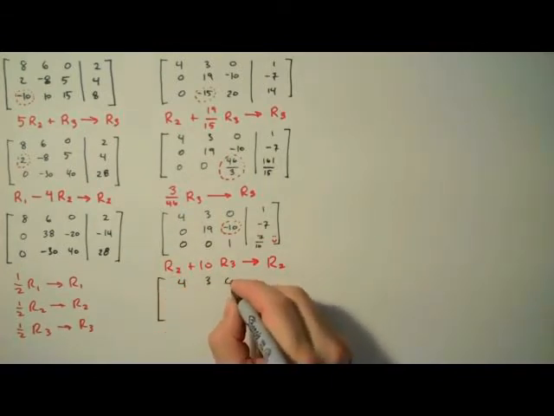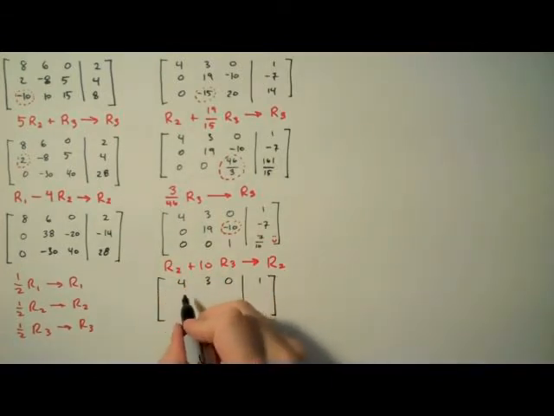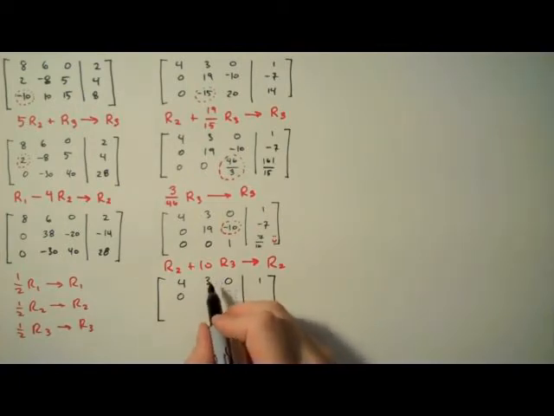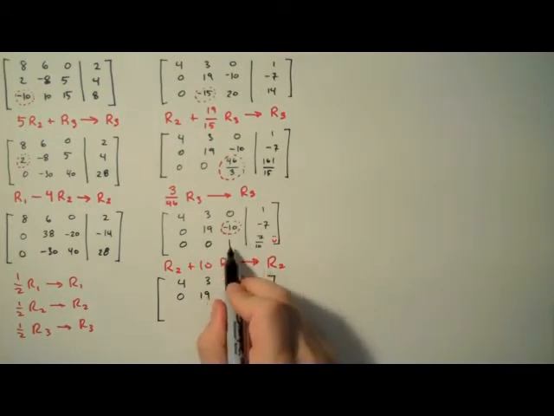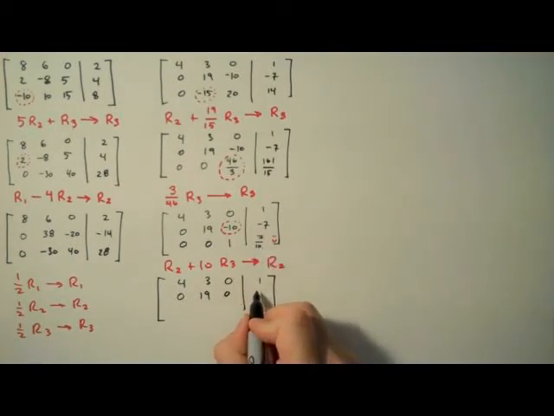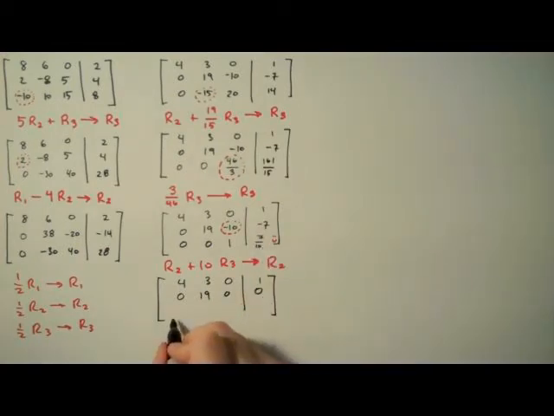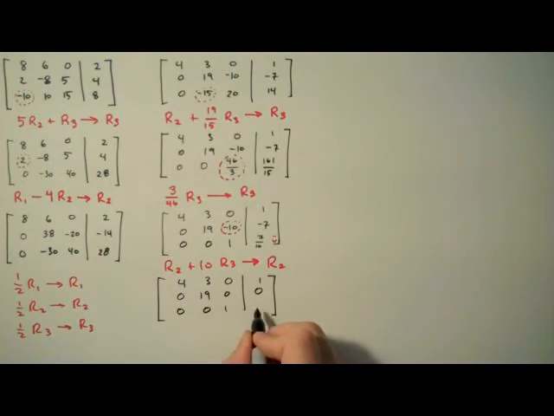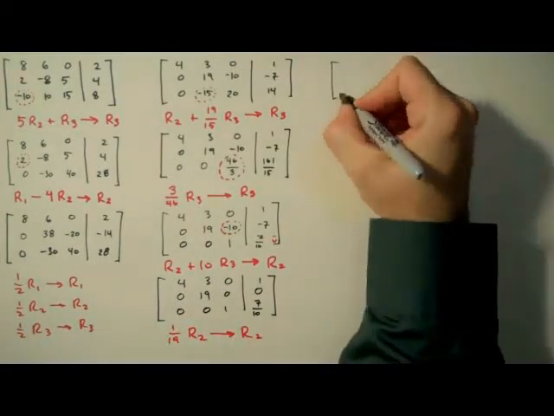So we rewrite row 1. So first entry 0. 19 plus 10 times 0, that's 19. Negative 10 plus 10 times 1, that's 0. Negative 7 plus 10 times 7/10, 0. Nice. And we rewrite row 3. Okay, so the final step we'll take to obtain our second solution is multiply row 2 by 1/19.